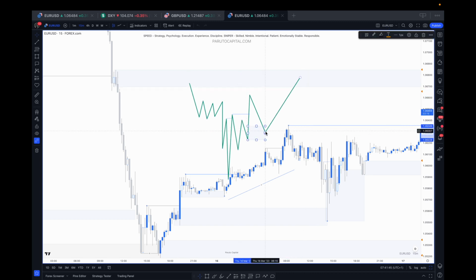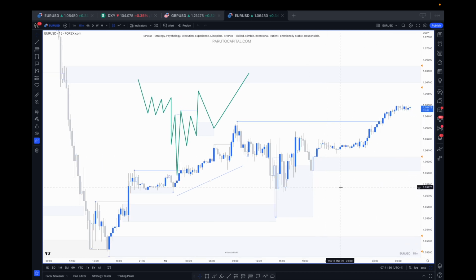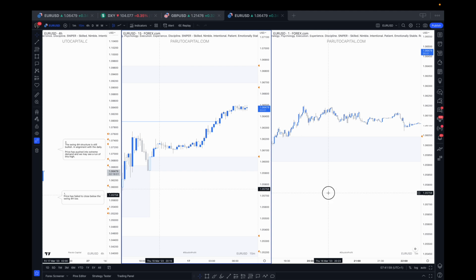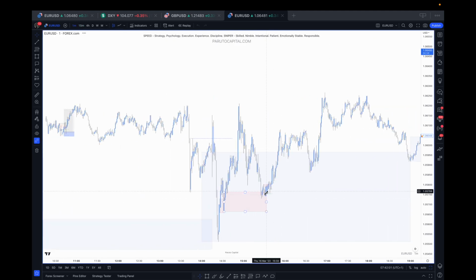Now let's see how price reacted when price returned into this flip zone. Our expectation would be that we're going to get that continuation. So let's see how that played out in the 1 minute around here, right? Now if you investigate the 1 minute, let's go to the 1 minute chart. So this was around here.